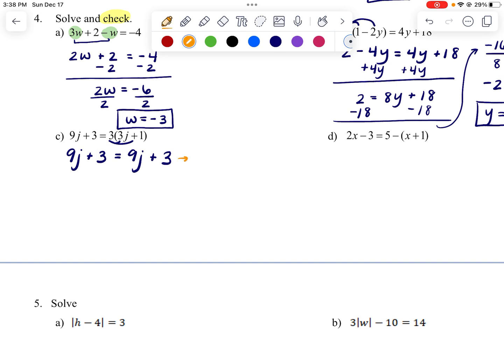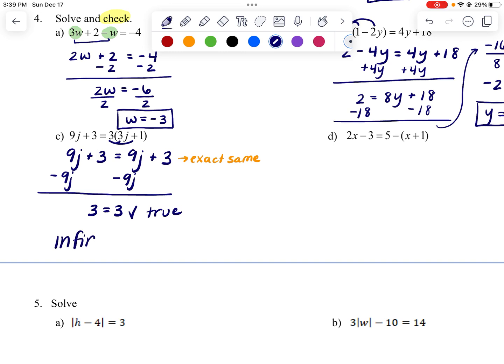At this point, you can notice that these are the exact same. If you don't notice it there, you could keep solving and subtract 9j, and you get that 3 is equal to 3, and those are also the exact same. So this is true. And remember, when we get something that's true, we get infinite solutions.